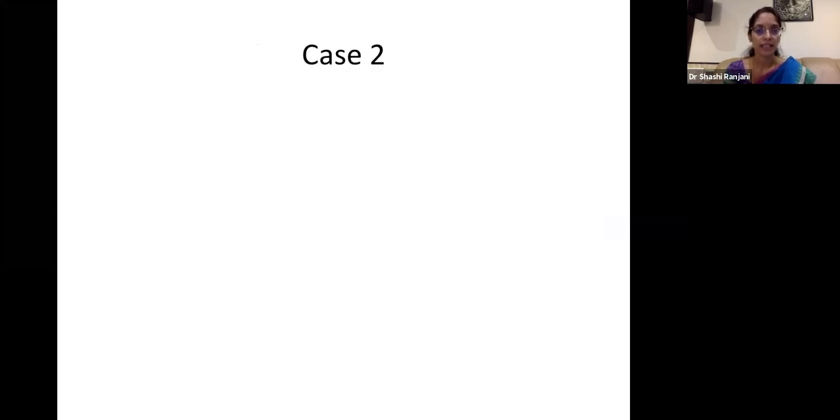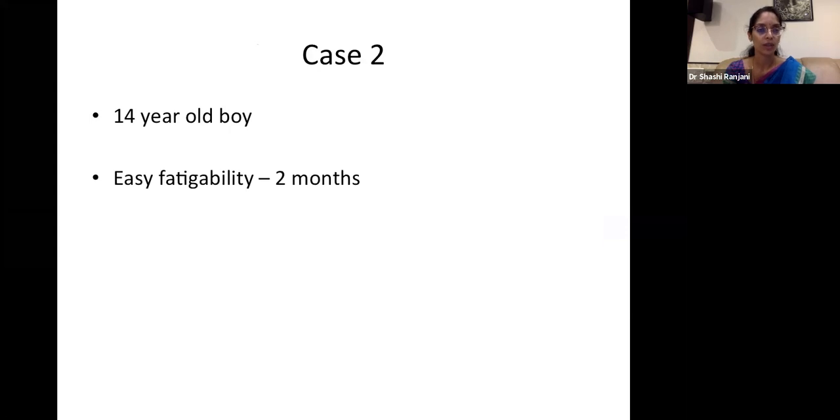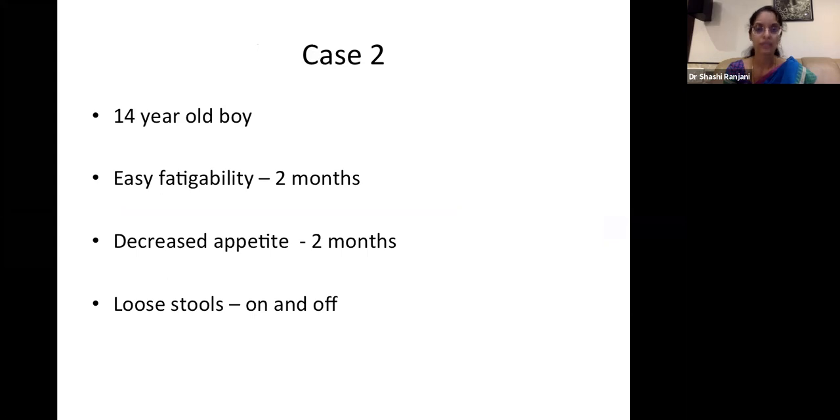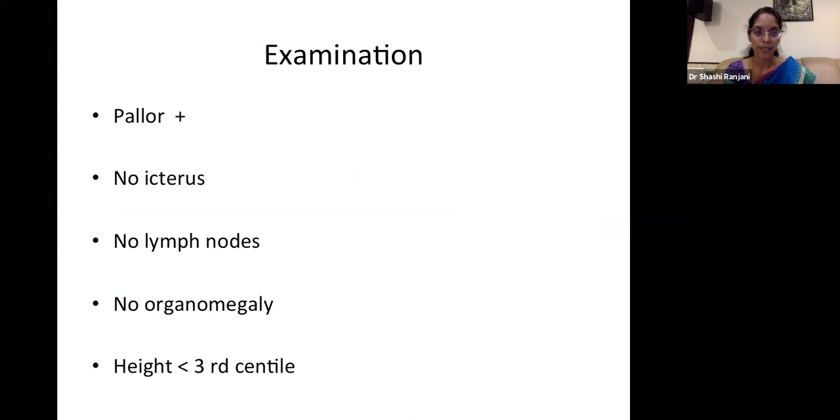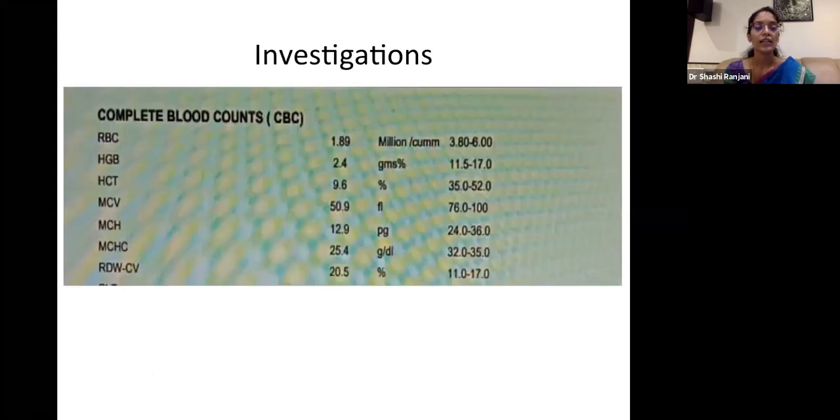Going on to the next case. This is a 14-year-old boy who came with easy fatigability for 2 months, decreased appetite for 2 months, and loose stools on and off. He was pale, there was no icterus, no lymphadenopathy, no organomegaly, but his height was less than the third centile. In contrast to the previous case, this child actually is stunted, which means that he's been having this problem for quite some time. So it is very important to take anthropometry. And you can see his investigations.